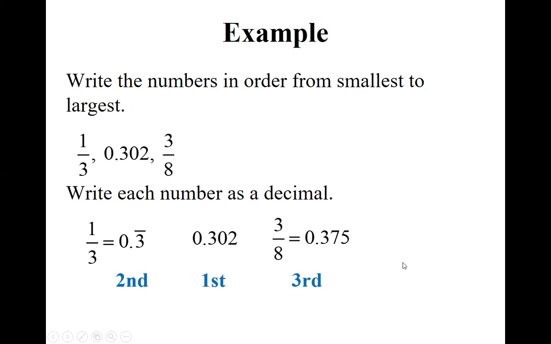So writing them in order, we would have to go back to their original forms, the actual numbers that we were told to write, and we would go 0.302, 1/3, 3/8.